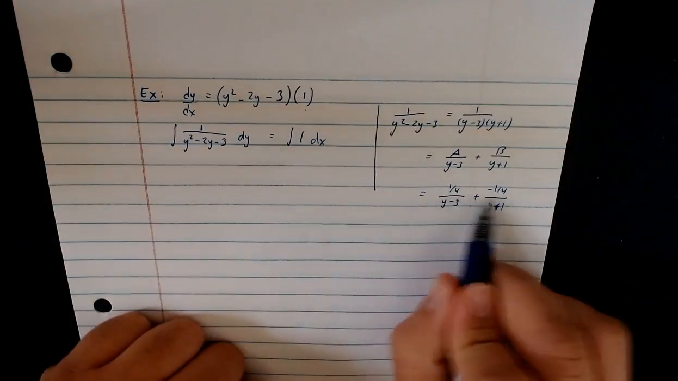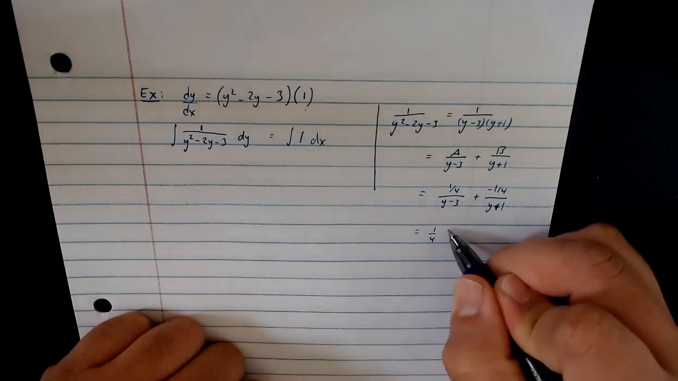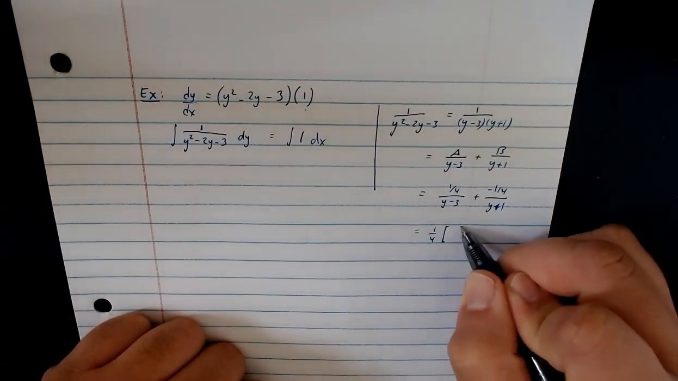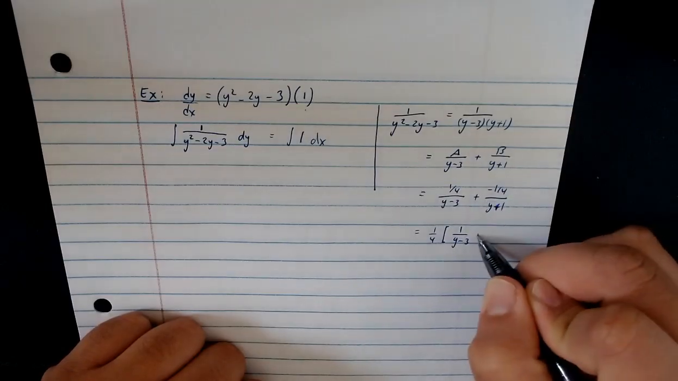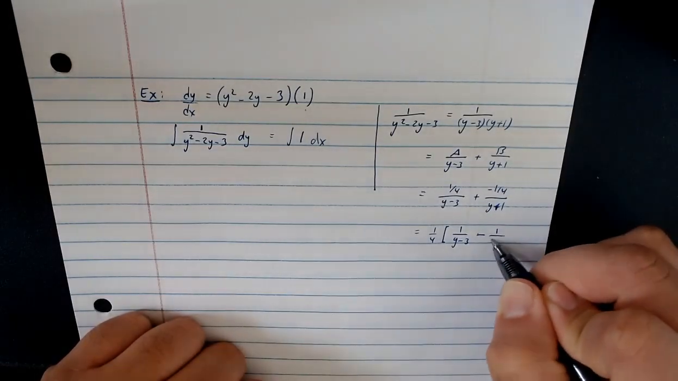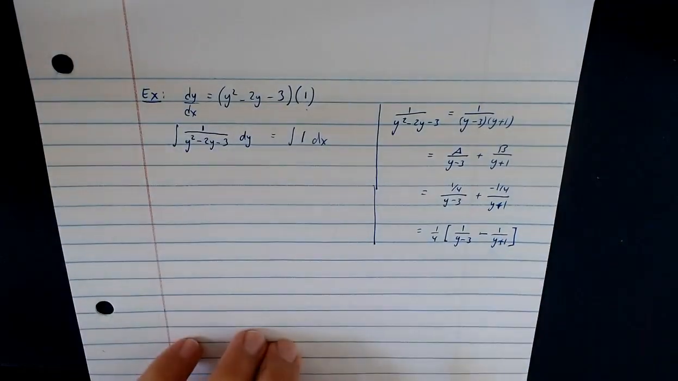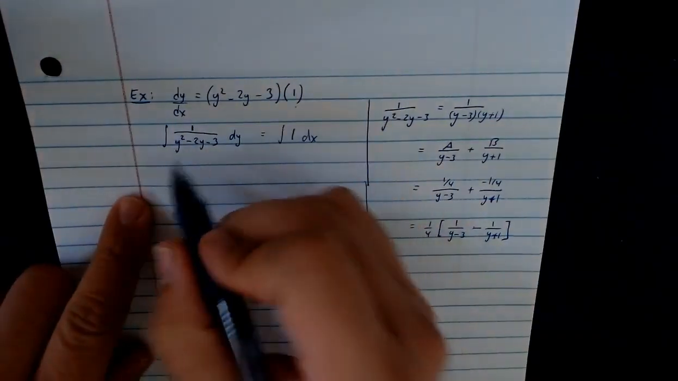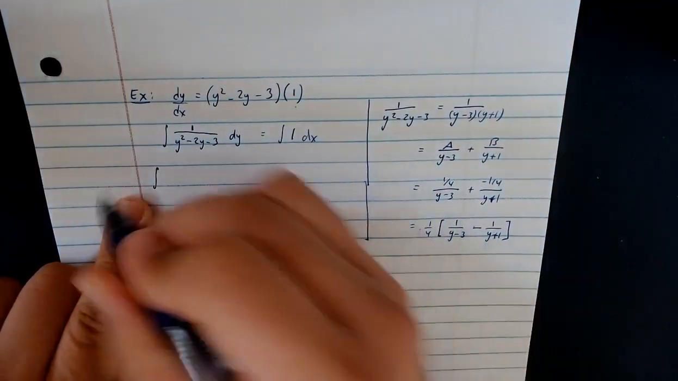Okay. Of course, these have a common factor of 1/4. So I can write this as 1/4 times 1 over y minus 3. And then plus a negative, I'll just write minus 1 over y plus 1. And there's a nice partial fraction decomposition which I can use over here. So now to integrate, that's the same as saying I'm going to integrate. I factor out my 1/4.